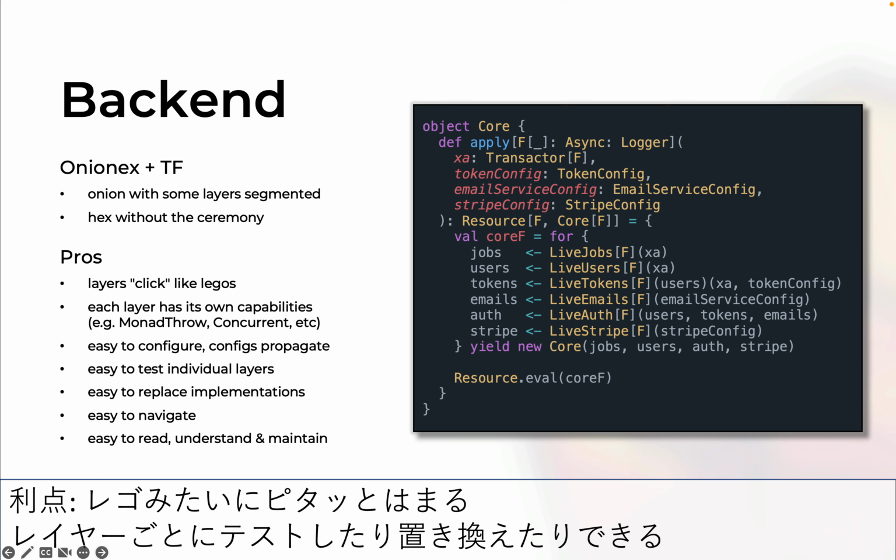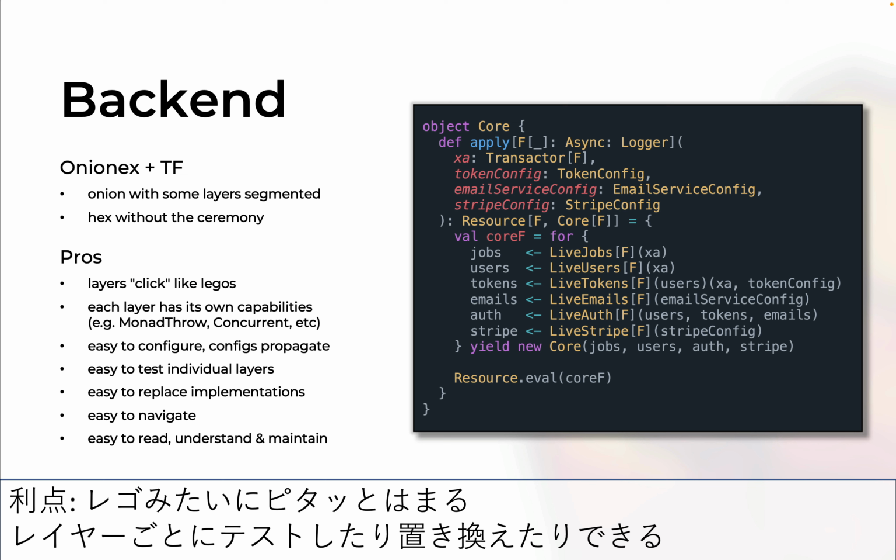Now, the advantage of using this onion architecture with tagless final is that all the layers of our application just click like Lego pieces. If you take a look at the snippet on the right-hand side, this is the code that I use in the real application to instantiate the big core module of the backend that I later use to create the HTTP API. So if you take a look at the for comprehension, it's super clear what we instantiate at what time and how we build the pieces together.